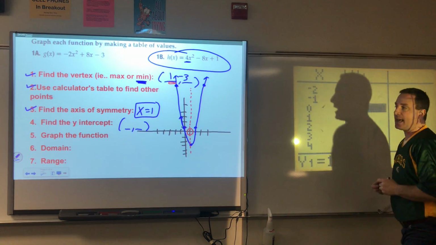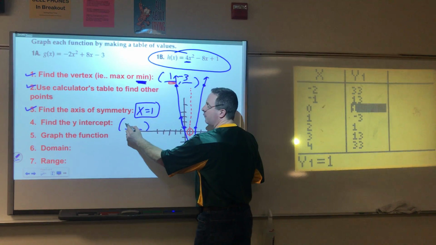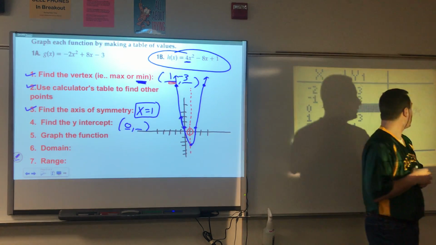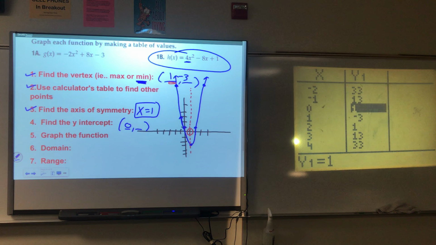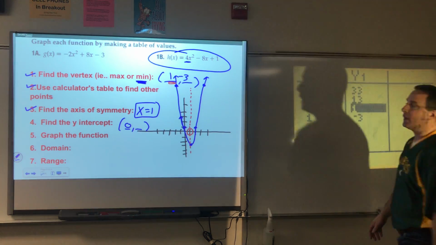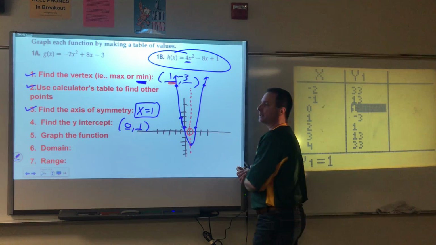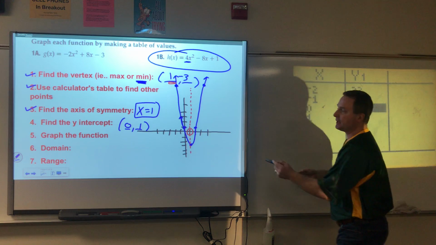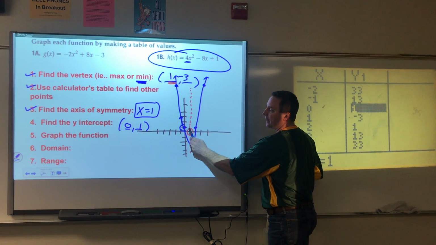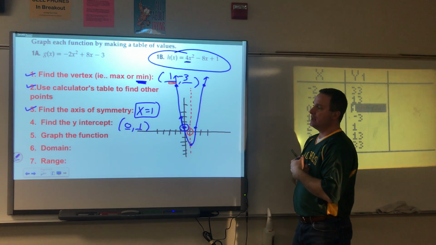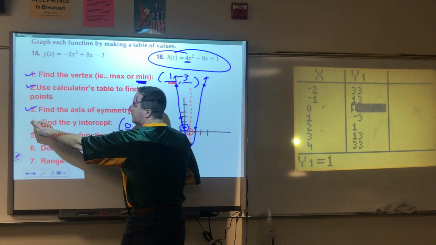My y-intercept. I'm going back to the table, and remember the y-intercept is the value of y when x is 0. In looking at my table right there, when x is 0, the y value is 1. So 0, 1 is my y-intercept. And it looks like it crosses the y-axis at 1 right there. So that looks right. Okay, graphing we already did. We did this, we did this.